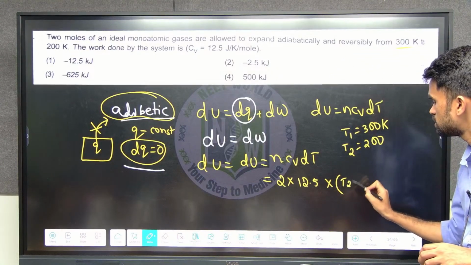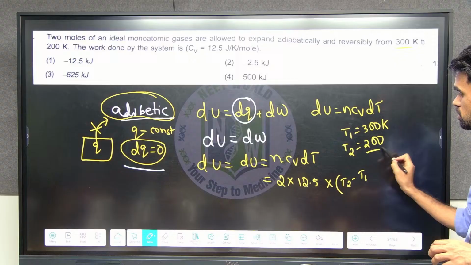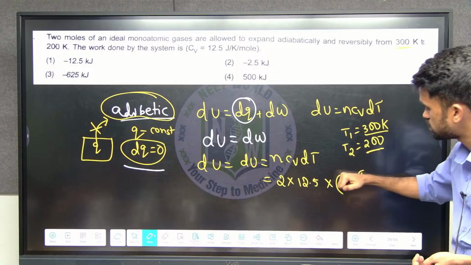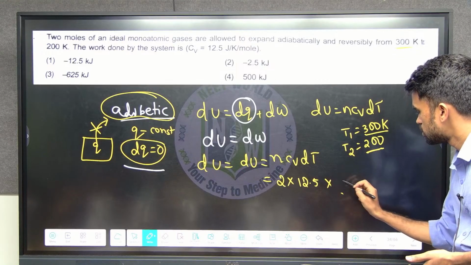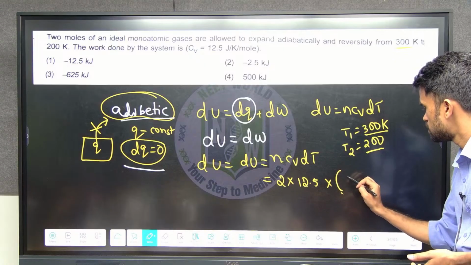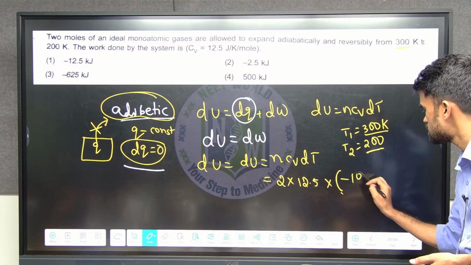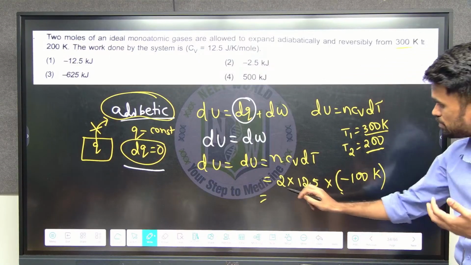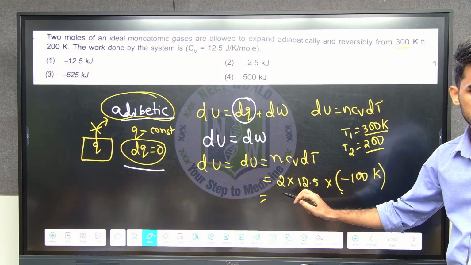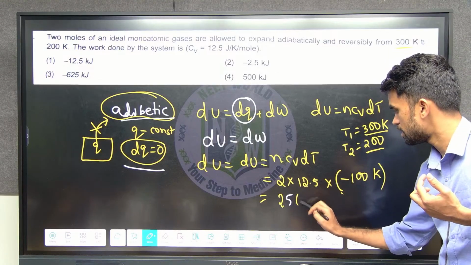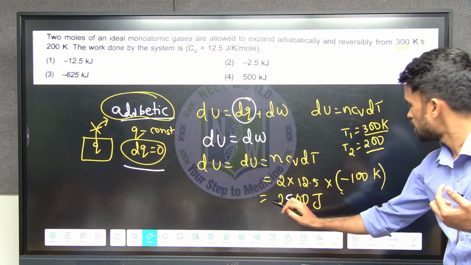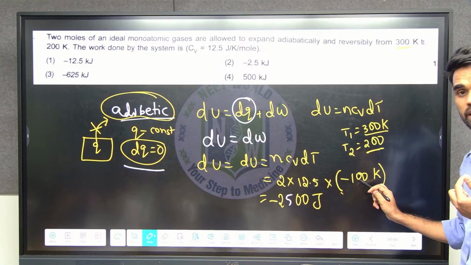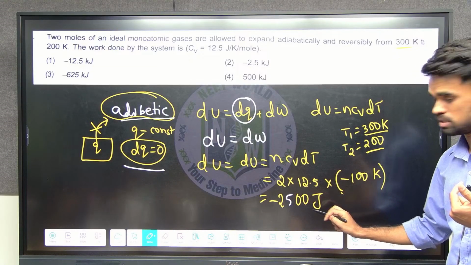So dT means T2 minus T1. T2 is 200 minus 300, so minus 100 Kelvin we got. That minus symbol you should not skip. Then 12.5 into 2 is 25, into 100, so 2500 joules we got, with the minus as it is.